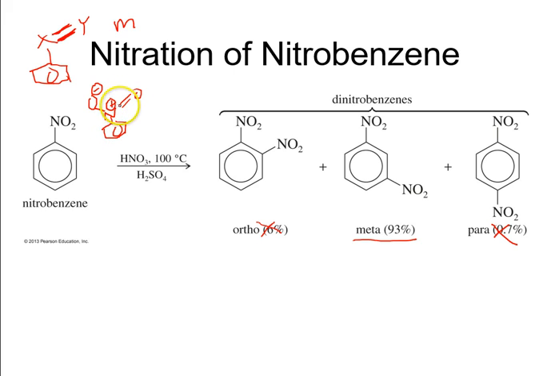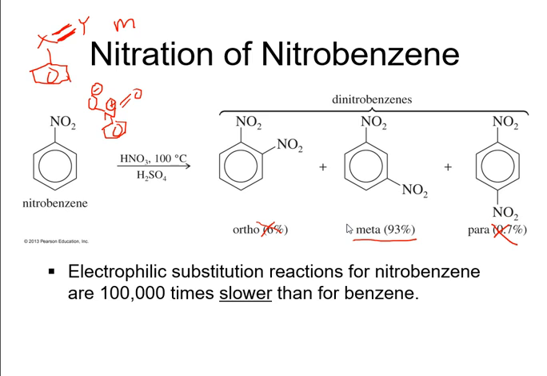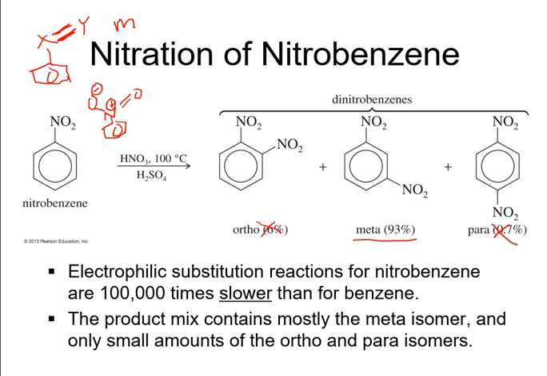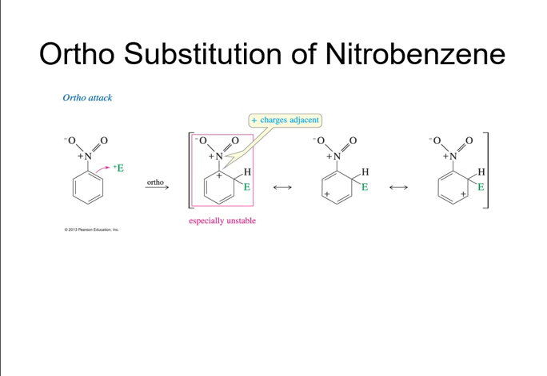So because of the pi bond, and also because of the plus charge, it deactivates the ring and it actually stabilizes the meta carbocation. And we're going to see that in a second. All right, so electrophilic substitution reactions on nitrobenzene are 100,000 times slower than on benzene. Exact opposite. The product mix contains mostly the meta isomer and only small amounts of ortho and para. Okay, so let's see why.